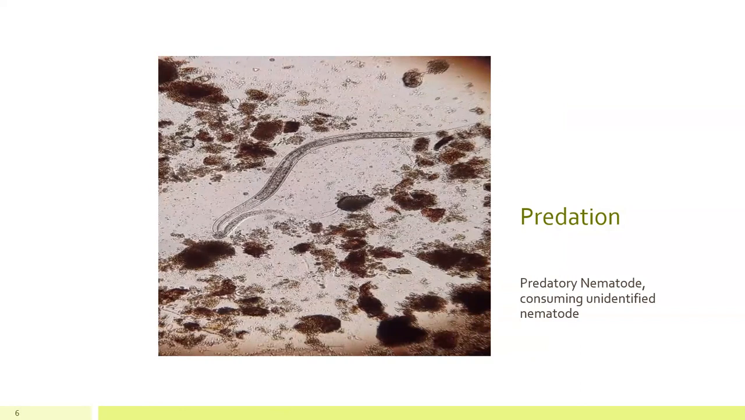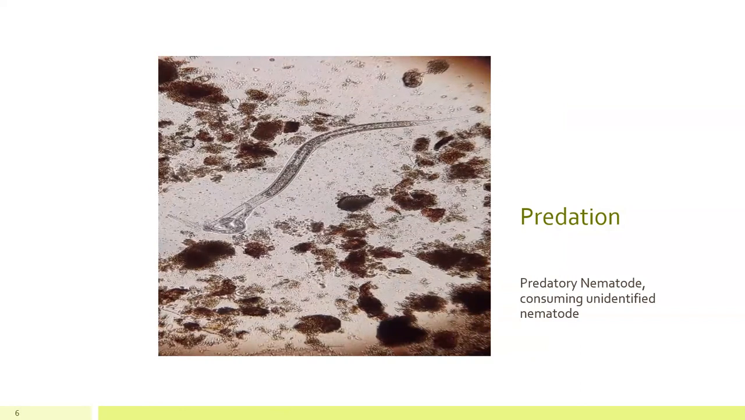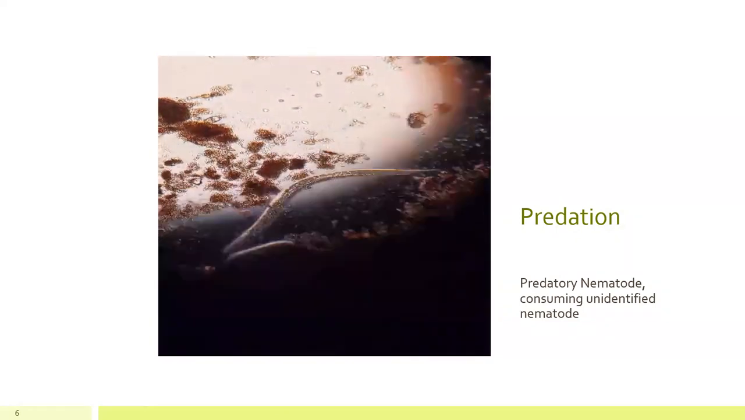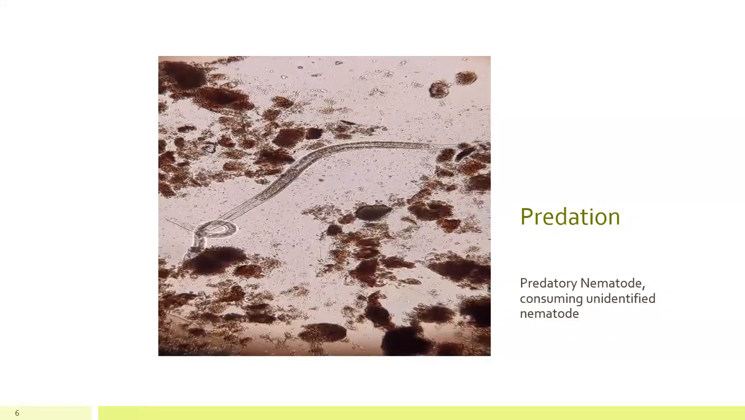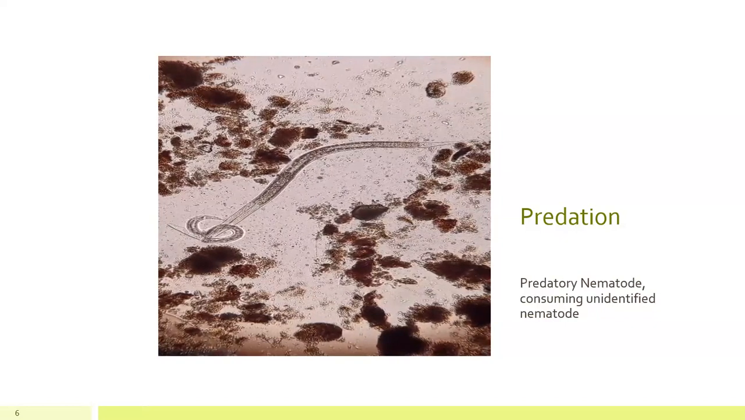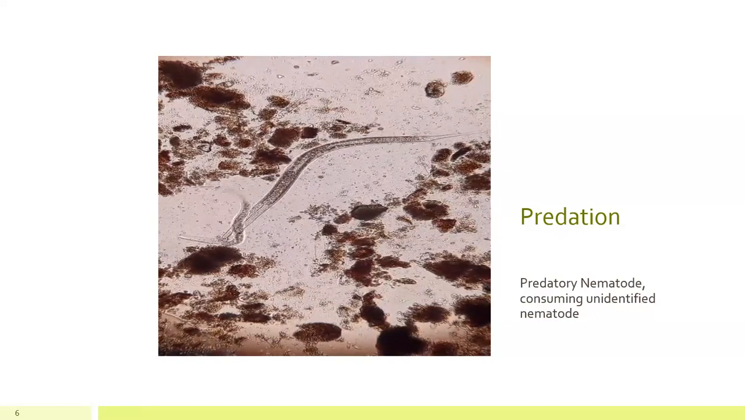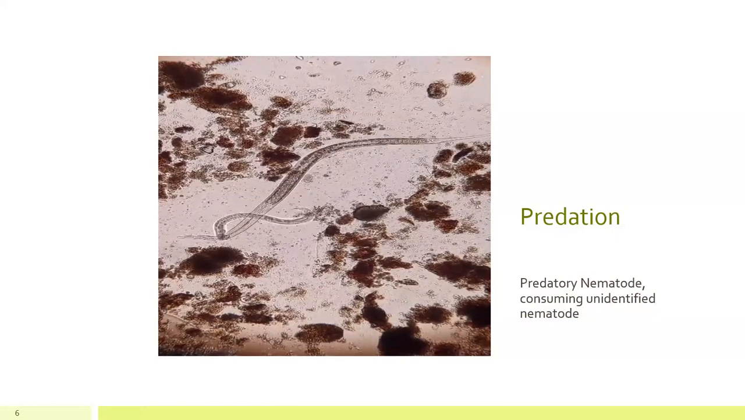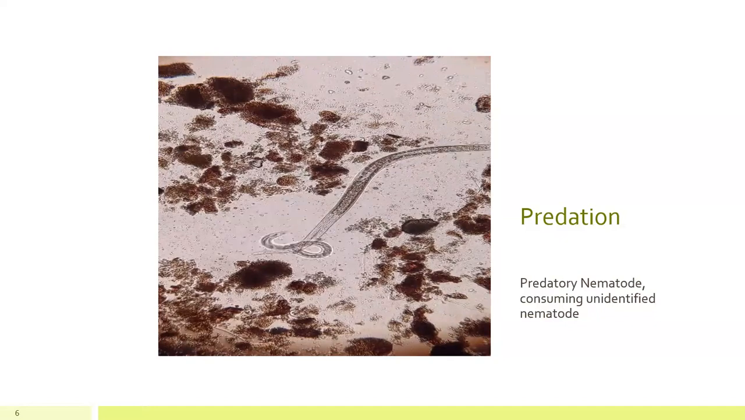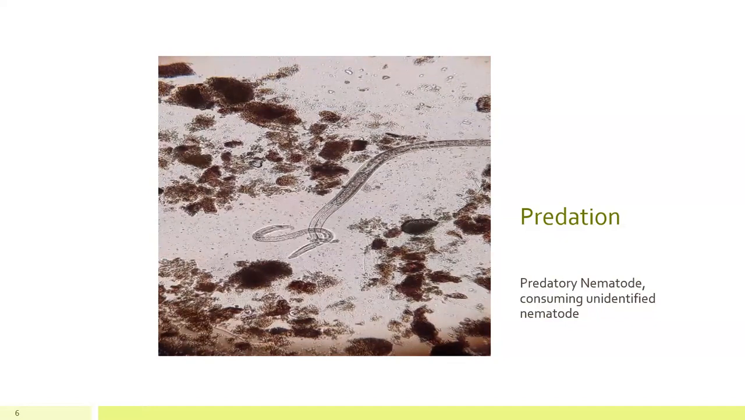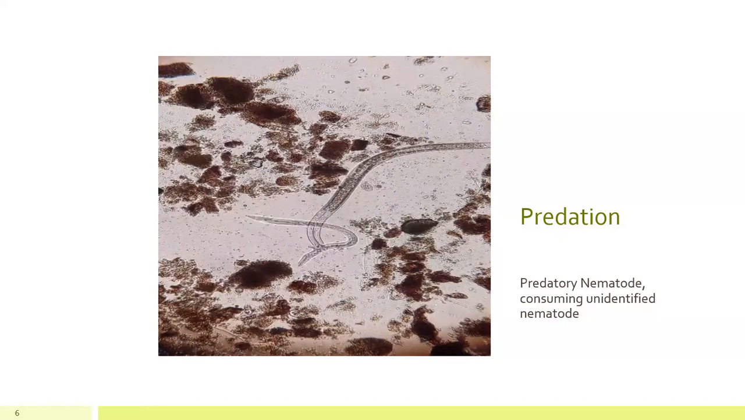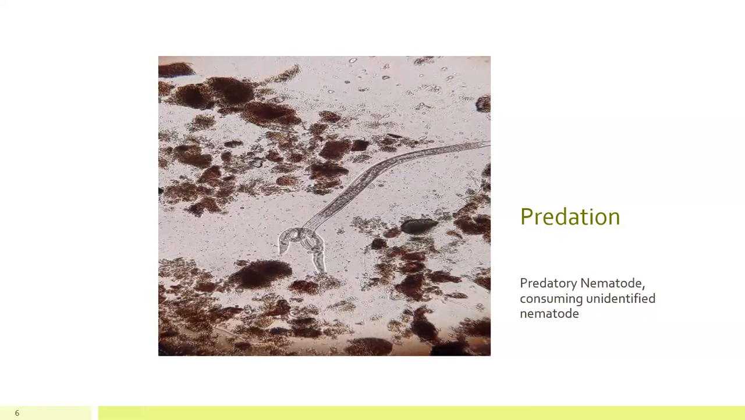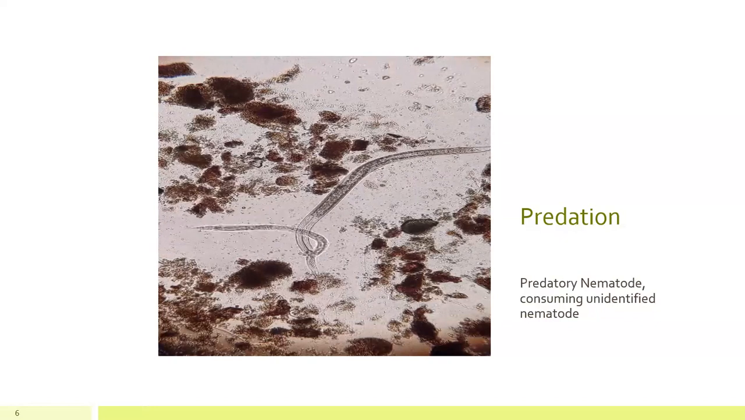Yeah. So what you're seeing here is a predatory nematode, and this predatory nematode is actually consuming an unknown nematode. I was not able to determine what type of nematode it's consuming, but for the most part, some of these predatory nematodes do consume more of those pathogenic ones. They do prefer to go for some of these pathogenic ones.